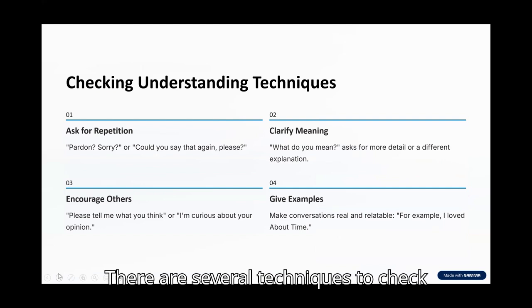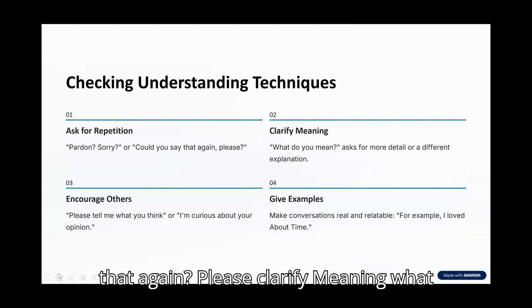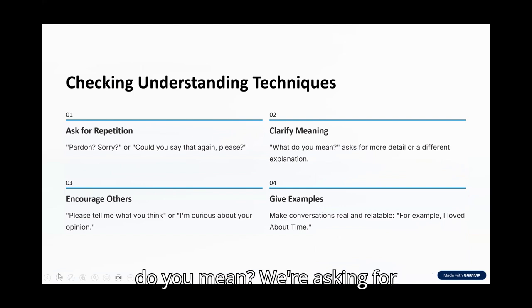There are several techniques to check understanding, and these are natural parts of conversation. Ask for repetition. Pardon? Sorry. Could you say that again, please? Clarify meaning. What do you mean? We're asking for more detail or a different explanation.